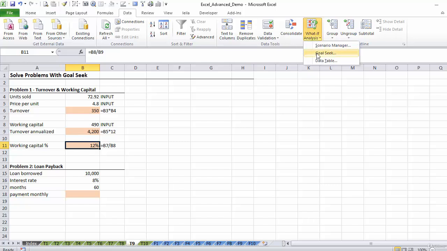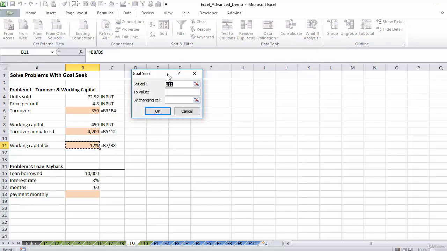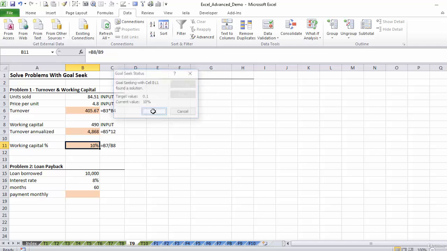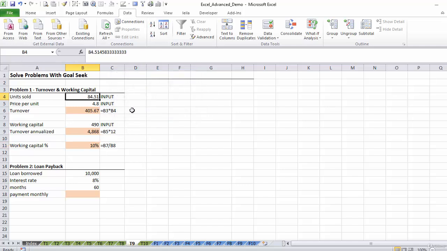So again, you go back to goal seek. We're setting this cell. In this case, it's a value we need to input, and because it's a percentage here, we have to put 0.1 for 10% by changing our units sold. The number of units we need to sell is around 84, 85 to get to a working capital of 10%.